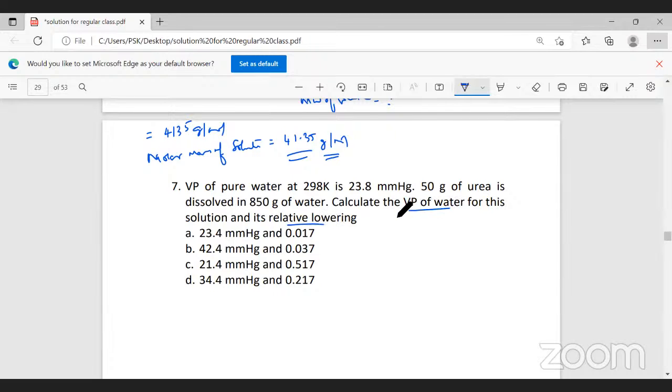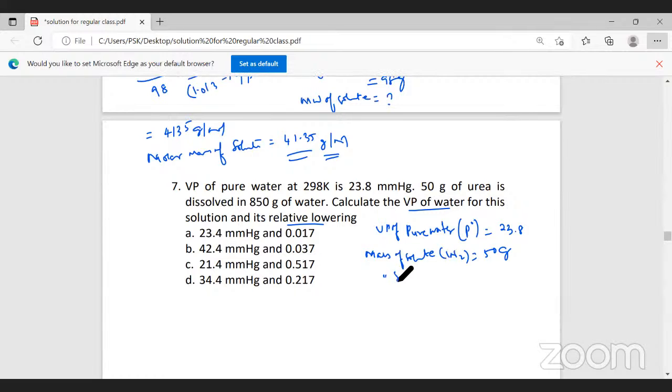So they're asking you to calculate the vapor pressure of water, and the relative lowering of vapor pressure. Now, what is given? They've given the vapor pressure of pure water, which they represent as P naught, that is 23.8. Urea is the solute. Mass of the solute, W2, is 50 grams, dissolved in 850 grams of water. Water is the solvent, so W1 is 850 grams.